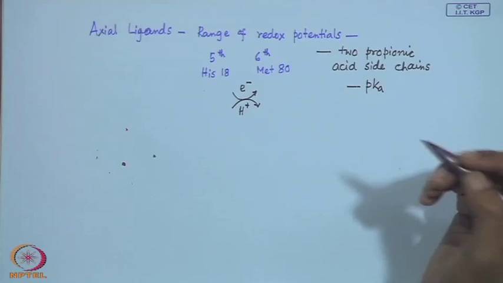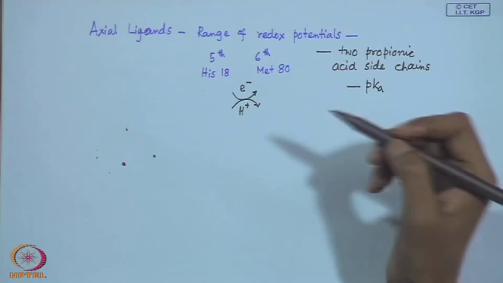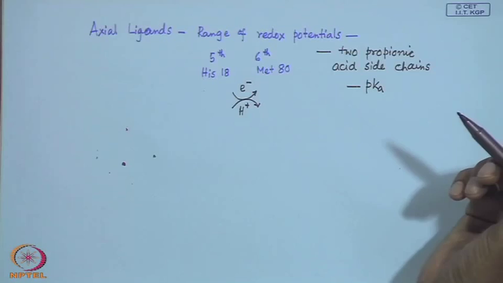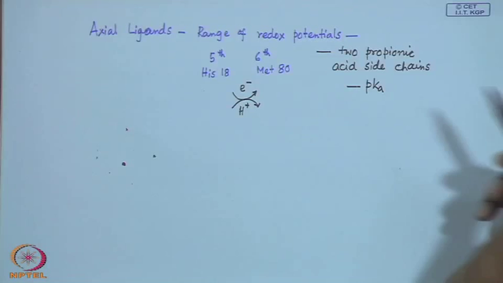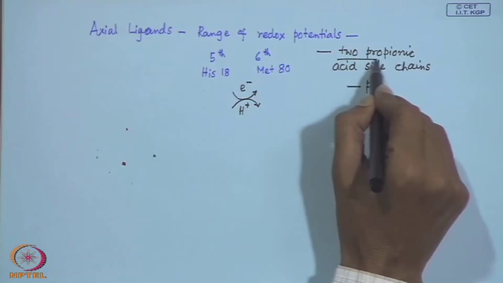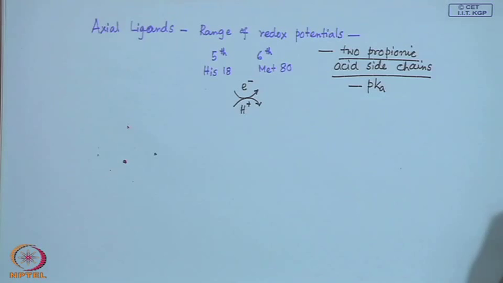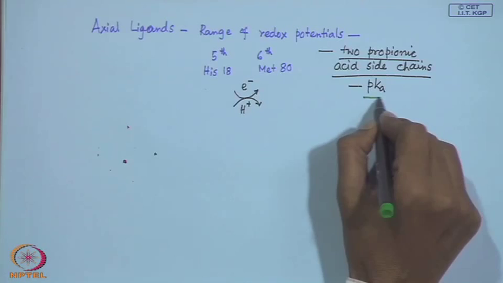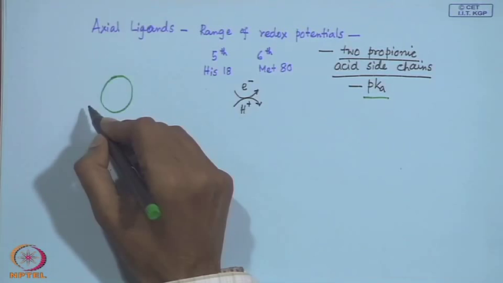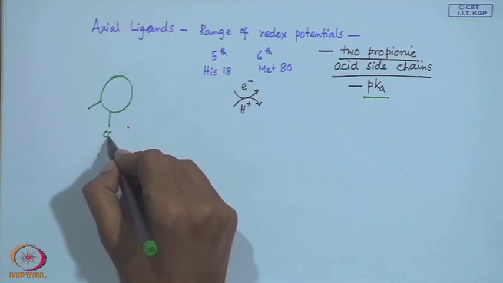So, proton is always playing some important role, not only in which direction the electron is going and how the proton is moving in the opposite direction, or sometimes both of them are going together, that means the electron is moving as well as the proton is going for your deprotonation. And from the periphery of this porphyrin ring, you have the two propionic acid side chains. And those two propionic acid side chains will go for the different deprotonation. So, you have the macrocyclic ring and here you have the chain and here you have the chain for the propionic acid groups.